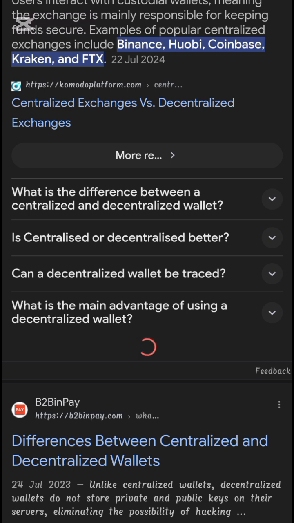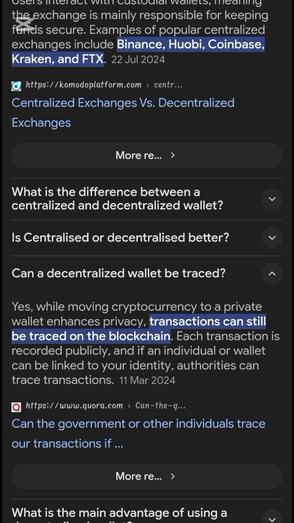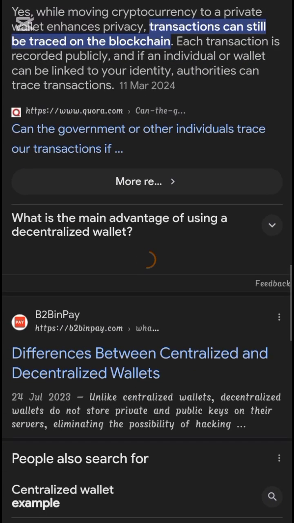Can a decentralized wallet be traced? Yes. While moving cryptocurrency to a private wallet enhances privacy, transactions can still be traced on the blockchain. That's where it will be traced. Each transaction is recorded publicly, and if an individual or wallet can be linked to your identity, authorities can trace the transaction.